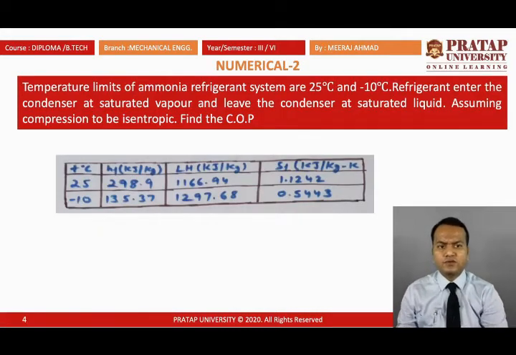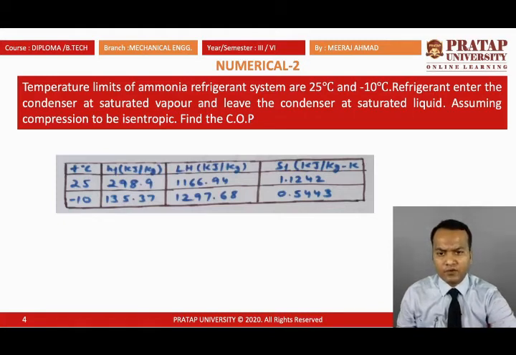Now move to the next question. This is a very important question from the competition point of view, like ESE and GATE also. So look into the question. The temperature limits of the ammonia refrigerant system are 25 degrees Celsius and minus 10 degrees Celsius. The refrigerant enters the condenser as saturated vapor and leaves the condenser as saturated liquid. So the point at the outlet of the compressor should be saturated vapor.